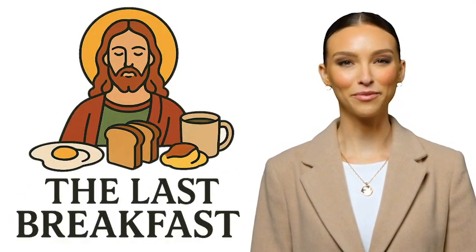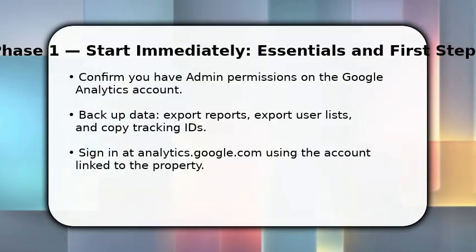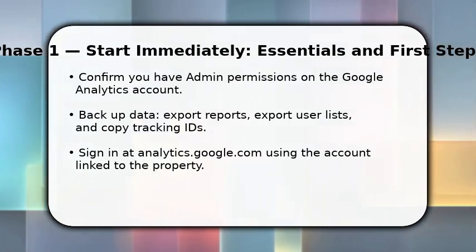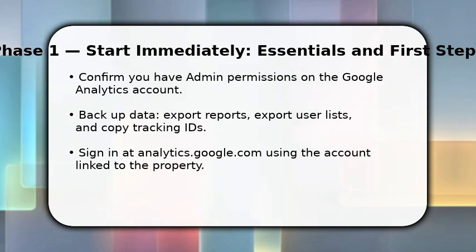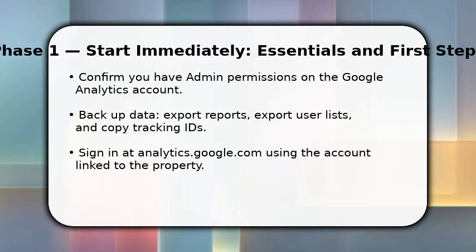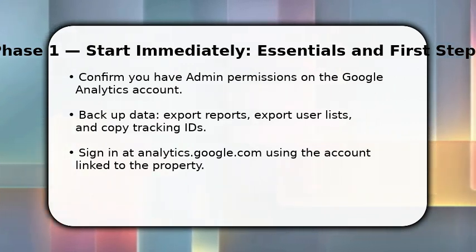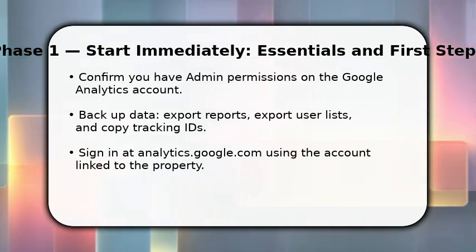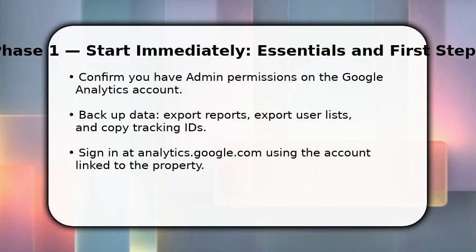You start by confirming admin access, because only an admin can delete an account. This prevents accidental loss. Once signed into Analytics.google.com, make sure you export all reports and any raw data you need, CSV or JSON, and note your tracking ID. You should also inform stakeholders and revoke linked services if needed.